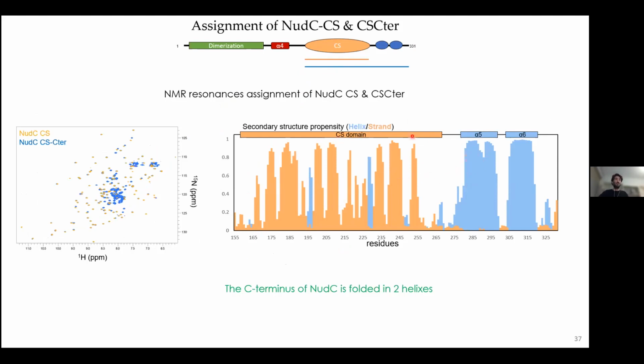We can look at the CS domain, where we have mostly beta fold with some very short helices. So this is expected from the general structure of a CS domain. But what is surprising is that this C-terminus region, which was expected to be unfolded, is actually folded into two large helices. And I will come back to this later on. But really, what we were interested in when we did the assignment of NOTC is to look at the interaction with HSP90.